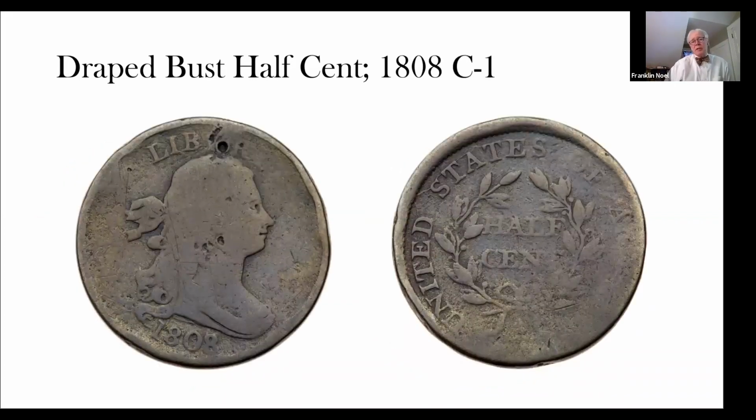1808 is the last year of the draped bust half-cents. There are 3 die varieties. The C1 is the rarest of all half-cent die varieties, and the C3 is the most creative. This is the very rare C1. The obverse has an 8 punched over a 7, giving the 8 kind of a flat top look.